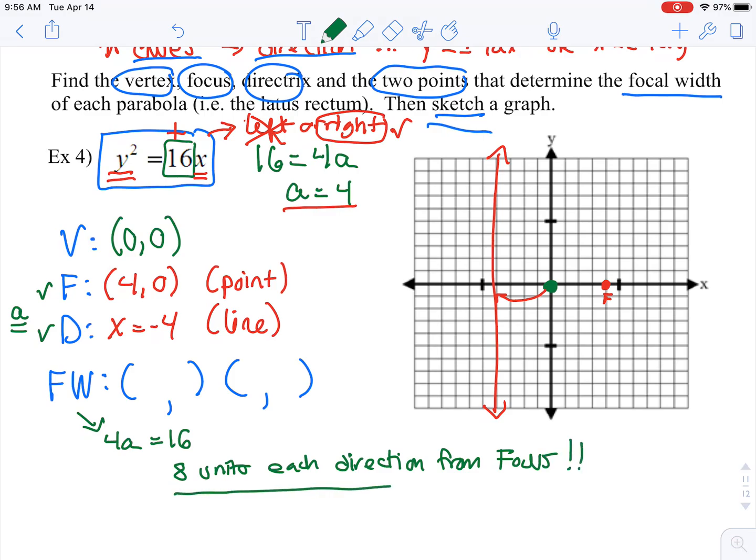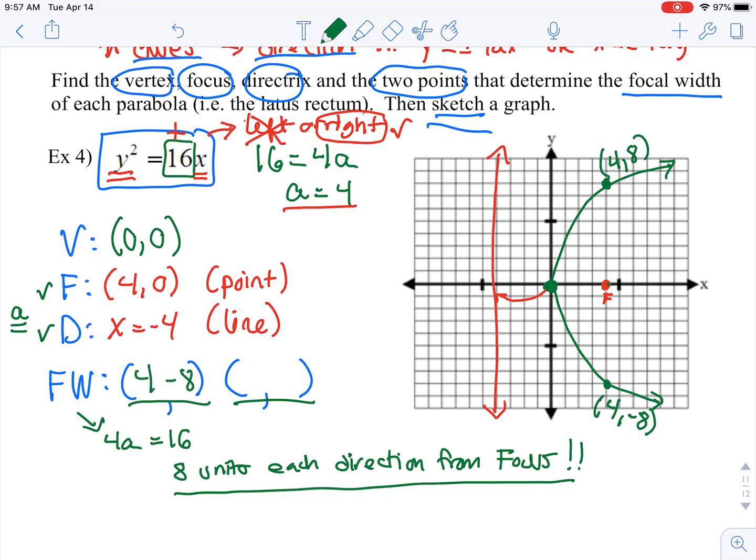Okay, and I'm emphasizing how to use that focal width here. From my focus point, I'm going to go 8 units up, I'm going to go 8 units down, and there's my parabola. Now over here, I do want you to identify those 2 points you plotted. This point was at (4, 8) and this point was at (4, -8). So these are the 2 points that we have for the ends of our focal width.